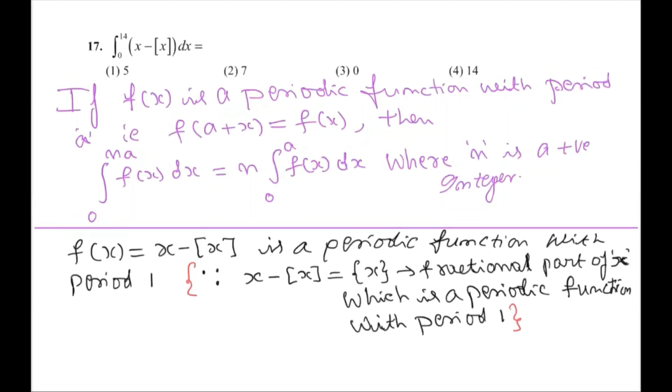Question number 17. Integral 0 to 14 of x minus bracket x dx. Here bracket x is the greatest integer function. In order to solve this, we need to know this result.